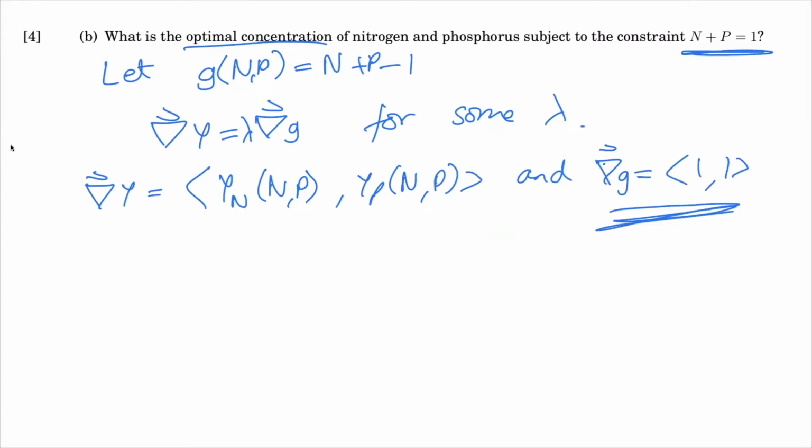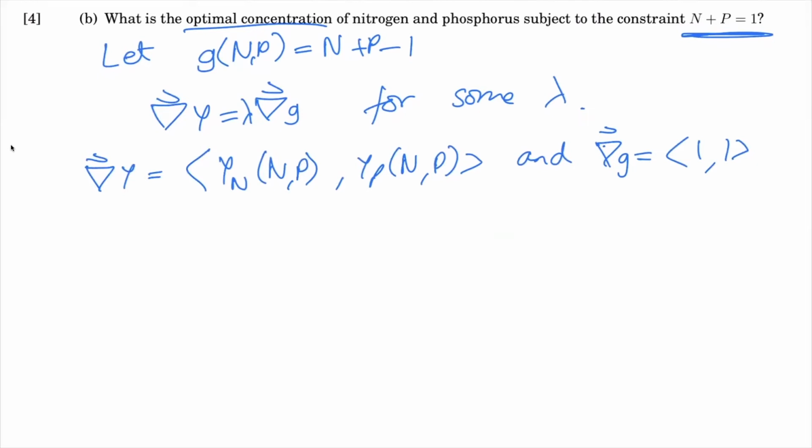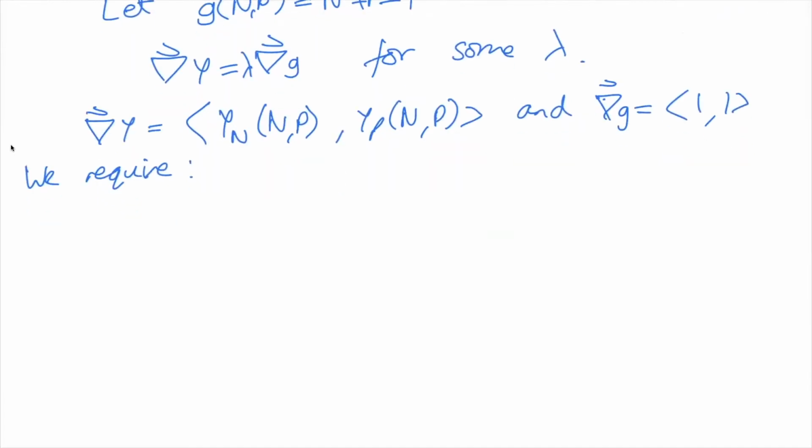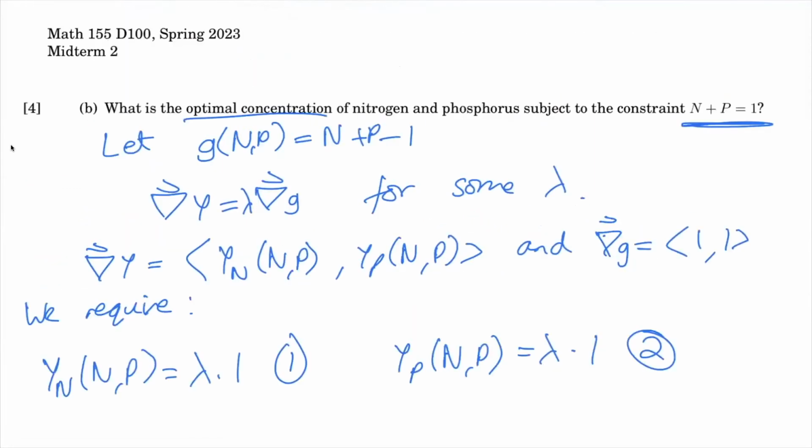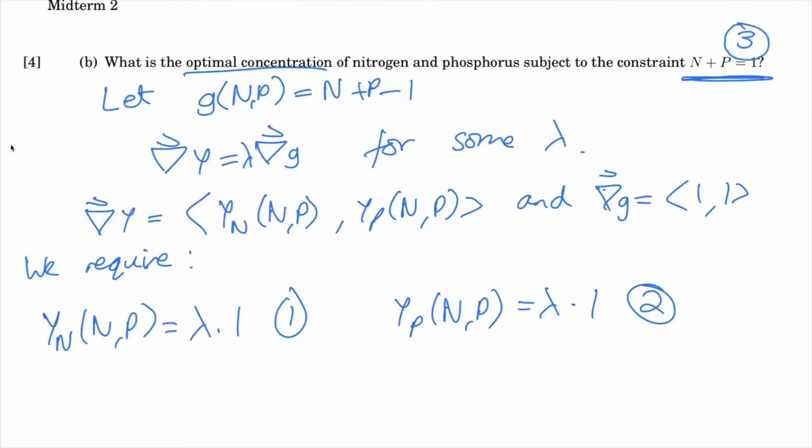In general, this won't be true. They won't just be something as simple as this. Here I chose something nice and simple. So what do we require? We take each of these components. So our partial with respect to n for y has to equal lambda times 1, which is the partial here corresponding to g. I'm going to call this equation 1. We also need the partial with respect to p for y equal to lambda times 1. It's my second equation. And we also have my third equation here. Call this equation 3, n plus p is equal to 1.